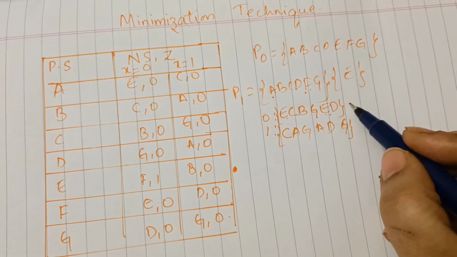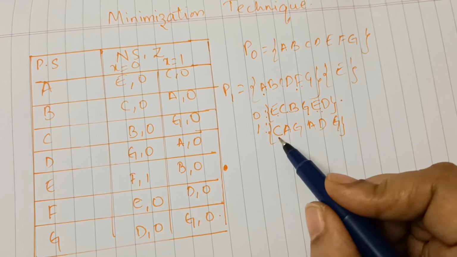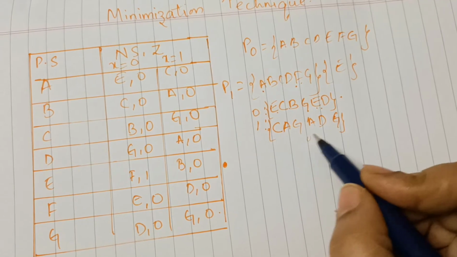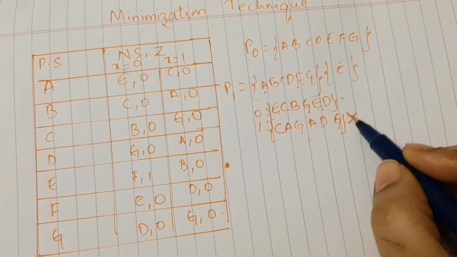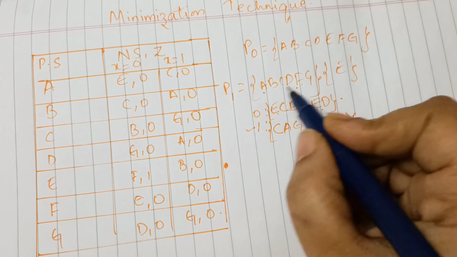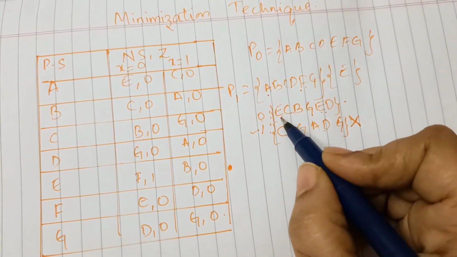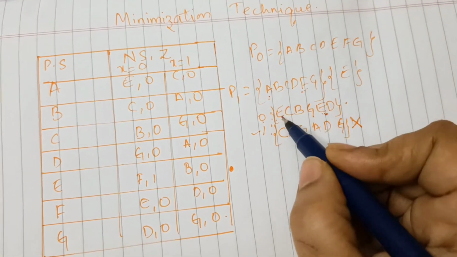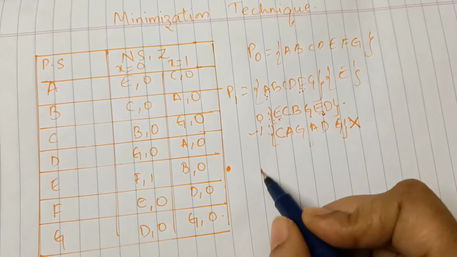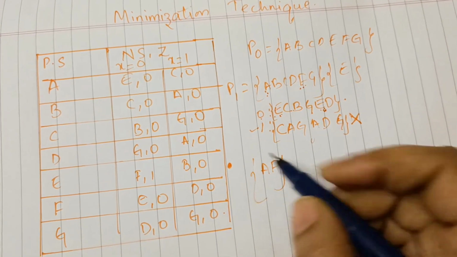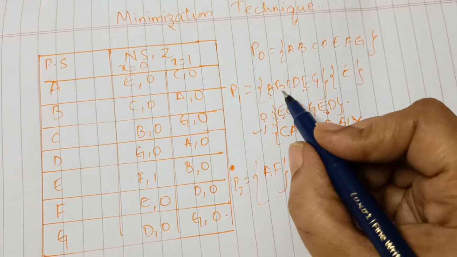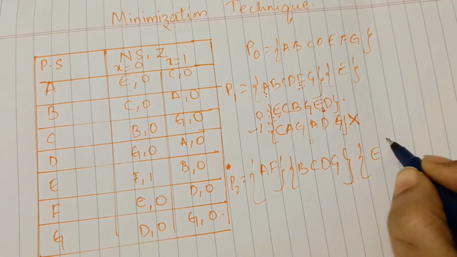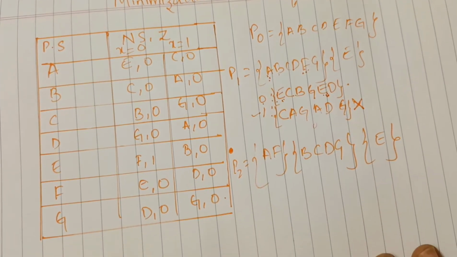For the 0 condition, C, and for the 1 condition, C, A, G, A, D, all these values are in one block, so nothing you will change here. For the 1 condition it is perfect, they are all in one block. For the 0 condition, only these two are E values, so we need to separate these two. E is here A, here F, so write AF, this is P2: AF, and B, C, D, G, E. Alright, this we got. I think this is clear, no?